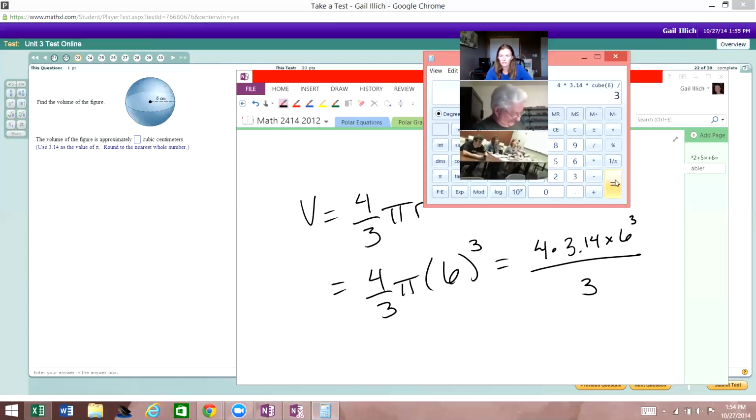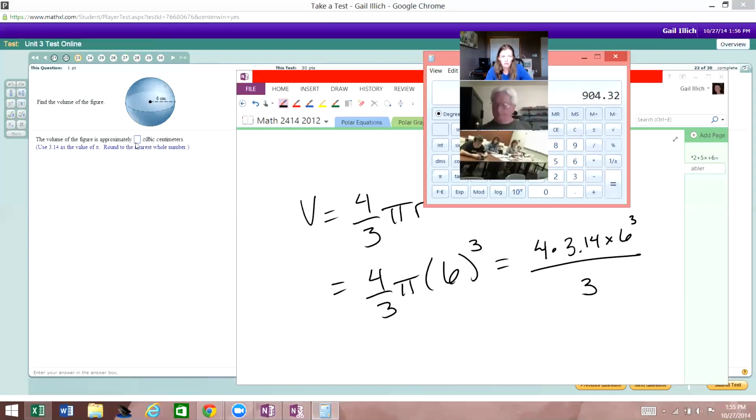Are y'all good? The answer is 904, to the nearest whole number. Anyone else get that? Actually, I got 904, but mine's at 0.77. Did you use 3.14 or did you use your pi button? Pi button. Yeah, I know your answer is actually better, but according to this little blue writing here, they tell you to use 3.14. So you're going to want to do that.